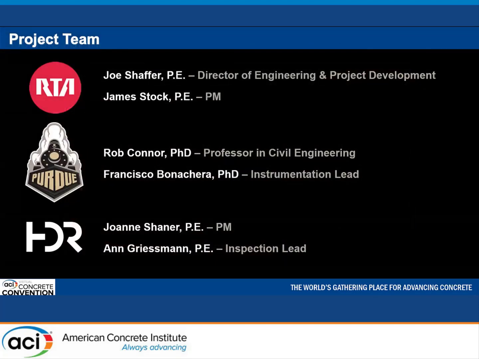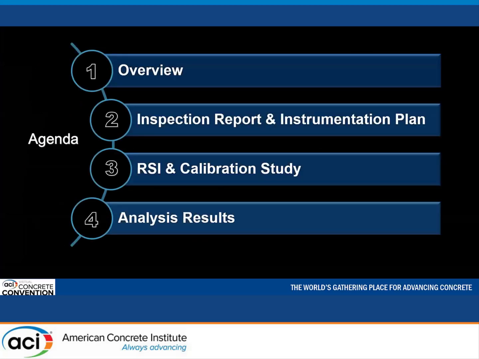In addition to key staff from GCRTA and HDR, we partnered with Dr. Rob Connor and Dr. Francisco Bonachera of Purdue University, who carried out the instrumentation and data gathering. The agenda for this presentation will roughly follow the scope of work for the project. We'll give an overview of the structure, take you through some highlights from the inspection report, and describe the instrumentation plan. We'll also review the basic concepts of rail structure interaction, or RSI, and take you through the calibration study. Finally, we'll conclude with key takeaways from our analysis.